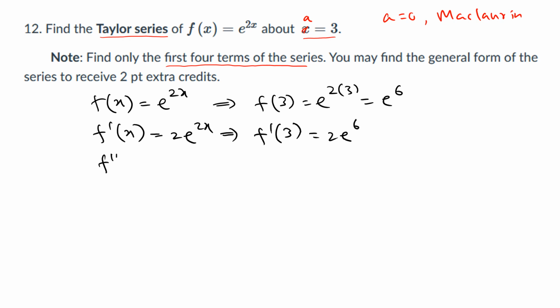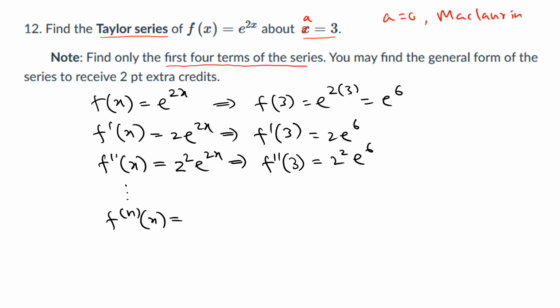And keep going. So we're going to get the second derivative. You're going to see 2 squared, you get one more 2, so it's 2x. The third derivative, so you have 3 here, so it is 2 cubed e^(2x), which is 8e^(2x). So like that, you can write the general one, the nth derivative, which is 2 to the n, because every time you take a derivative a 2 comes out. So f^(n)(x) is 2^n e^(2x).